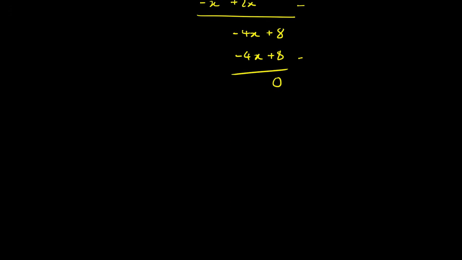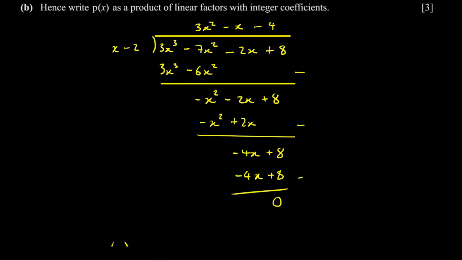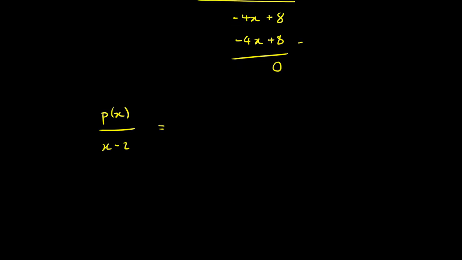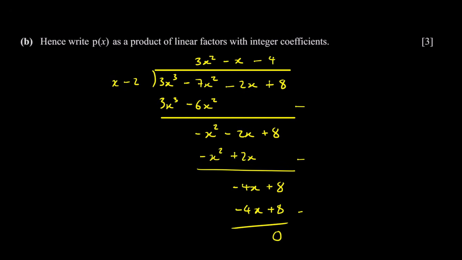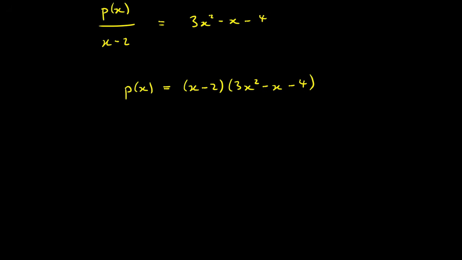So what have we just done? We have just said that if I take the polynomial p of x and I divide it by x minus 2, then what I get is that quadratic, 3x squared minus x minus 4. And of course, we can rearrange that by multiplying by x minus 2 on both sides. So we get x minus 2 times 3x squared minus x minus 4. And the question asks us to write it as the product of linear factors. So we're going to want to try to factorize this quadratic here.